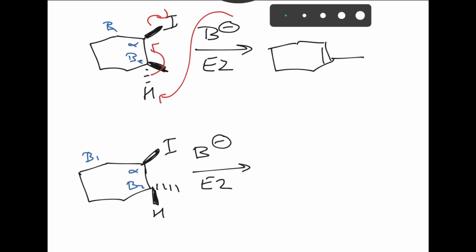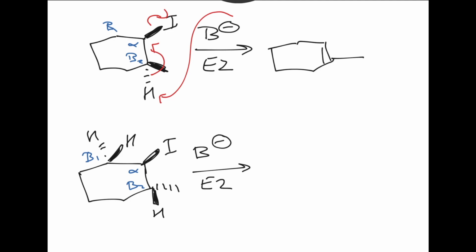So what ends up happening is I remove a hydrogen from beta 1, right? It has two hydrogens. One's a wedge, one's a dash. It's going to take the hydrogen that's on the opposite side from the iodide, and it's going to make the least substituted double bond. And give us our product.